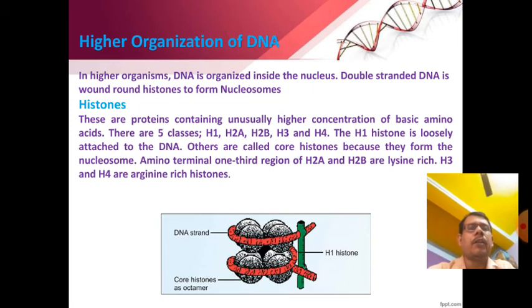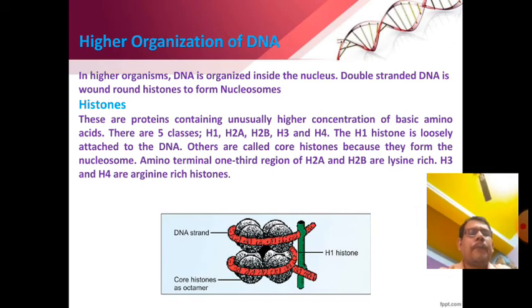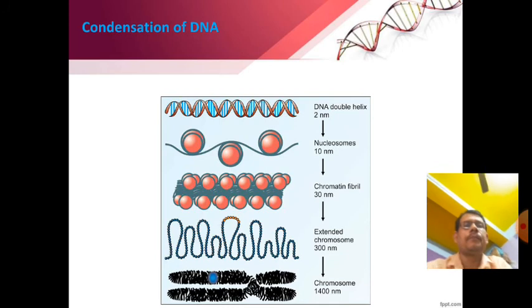The amino terminal one third region of H2A and H2B is lysine rich, and H3 and H4 are arginine rich, and they are tightly bound. That is why these are called core histones or the octamer. The DNA molecule is stabilized by the presence of histone amino acids.